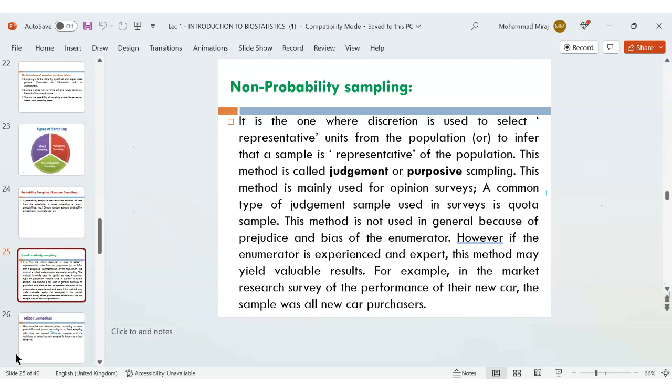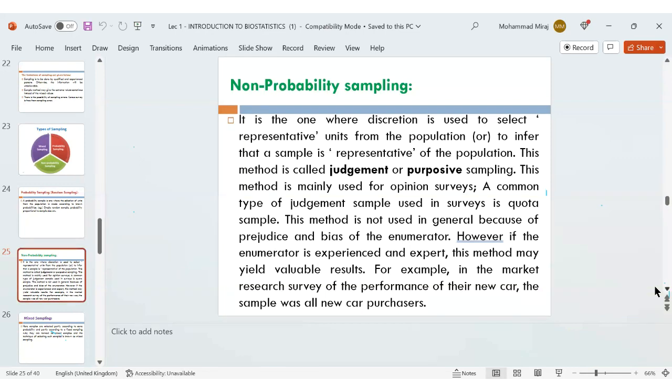A type of judgment sample used in surveys is quota sampling. This method is not used in general because of prejudice. If I am using my own people whom I know, that may not give me an exact picture of the true events happening. For example, in a market research survey of the performance of a new car, the sample was all new car purchasers. Obviously they will say their car is good. But you don't have any old car purchasers, therefore it might not be a true representative of the population I am talking about.